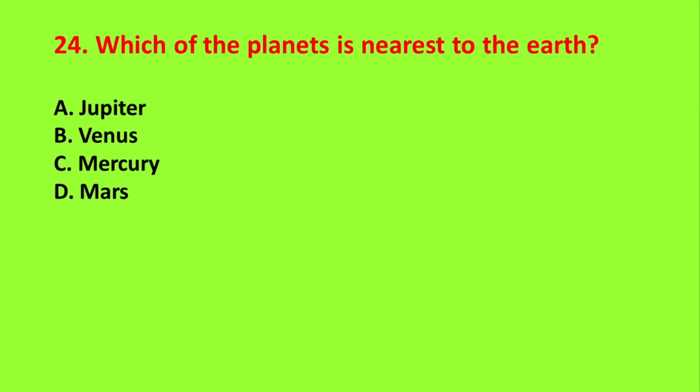Question number 24. Which of the planets is nearest to the Earth? A. Jupiter, B. Venus, C. Mercury, D. Mars. The correct option is option B.